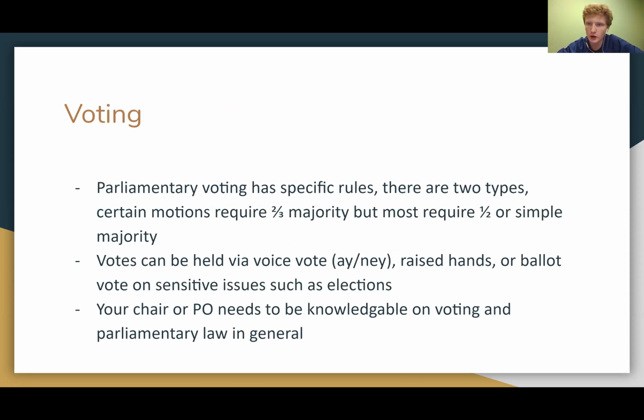Voting. Parliamentary procedure has specific rules, but there are 2 types of voting. Certain motions require a 2/3 majority. This is usually for stuff like adjourning a meeting or referring something to a committee or other more complex and serious motions, but most require 1/2 or a simple majority in order to pass, such as the main motion and the amendment. Votes can be held via voice vote, so saying aye or nay, raised hands, or a ballot vote, and you want to use a ballot vote on sensitive issues such as elections.